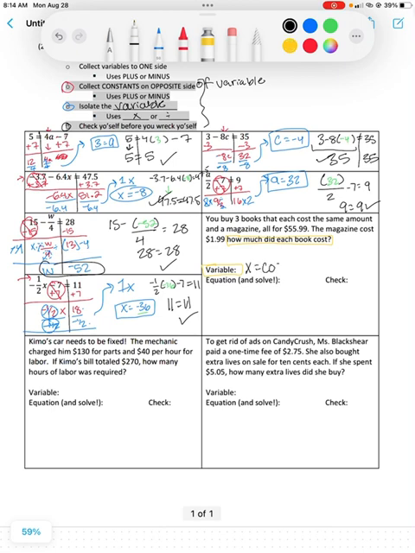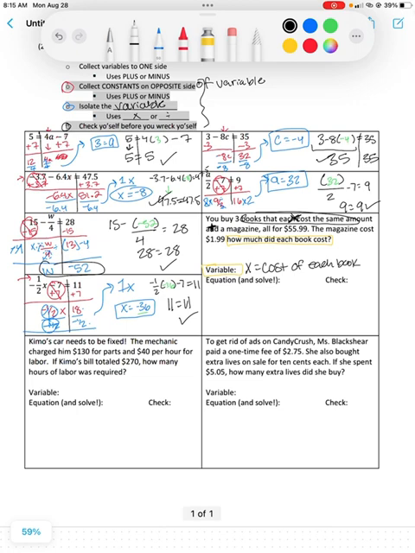Okay, well, now we're going to go back through the problem and read. Everywhere we see the cost of a book, we're going to replace it with X. So we said you buy 3 books that each cost the same amount. So books that each cost the same amount is going to get replaced with X. So we have 3X. And we also buy a magazine. So we're adding to our total here. We're also buying a magazine. And I know that that magazine costs $1.99.